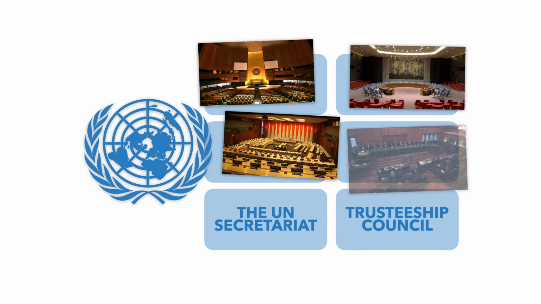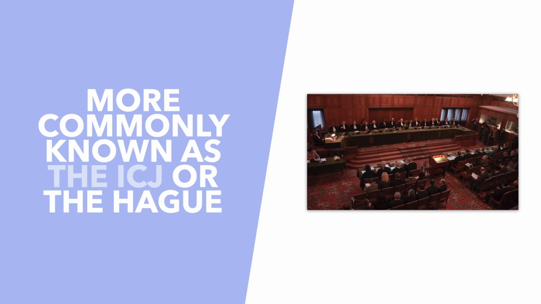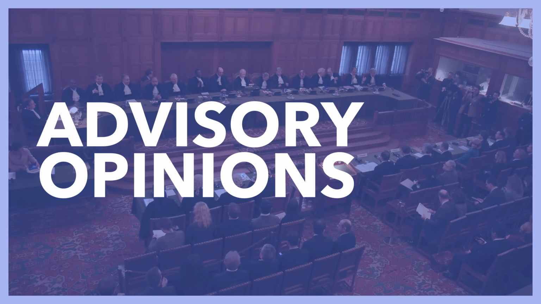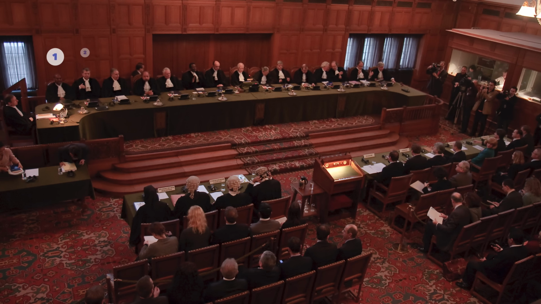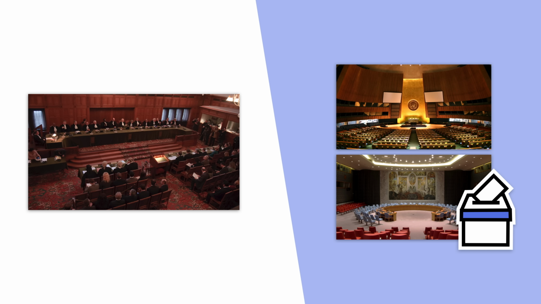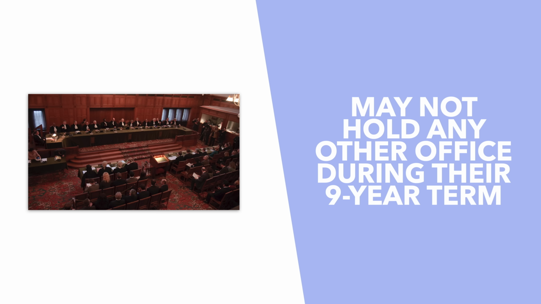Next comes the International Court of Justice, more commonly known as the ICJ, or The Hague. The ICJ serves as the UN's main judicial body and rules on matters of international law and issues advisory opinions. The court is composed of 15 judges, all of whom must be nominated by the Permanent Court of Arbitration, then win elections before both the General Assembly and the Security Council. The judges must be from different states and may not hold political, administrative or professional office during their 9-year terms.